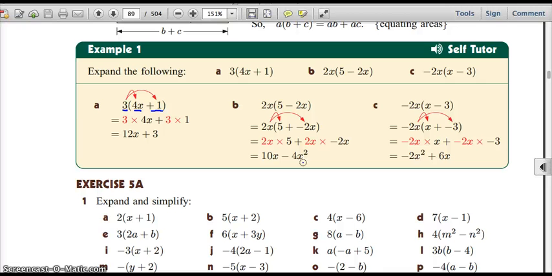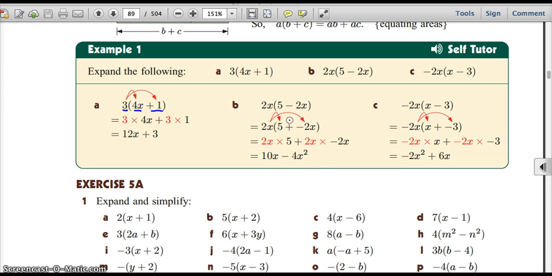Because this is where your problem will become, if you don't remember that the sign belongs to that which comes after it. That this is 2x times 5 and 2x times negative 2x. Okay? Which is negative 4x squared.